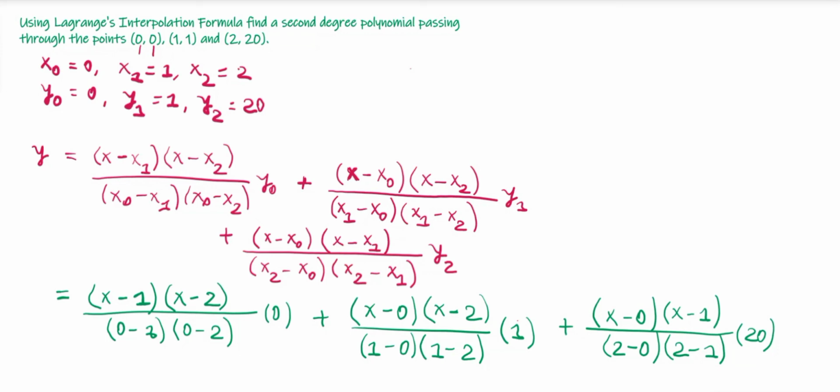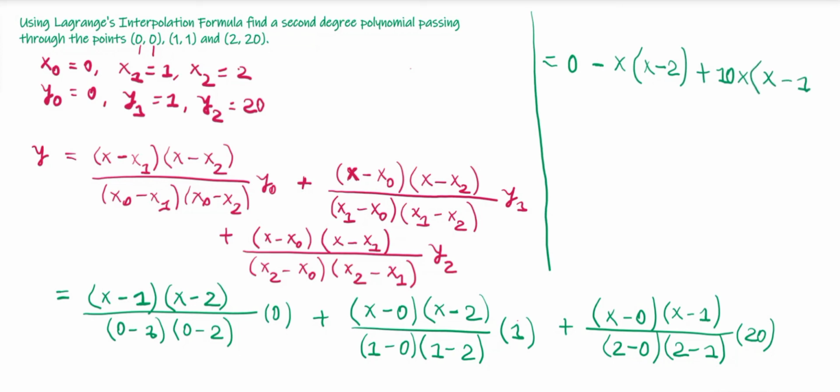So our first term will be equal to 0. Then the second term will be minus x into (x minus 2), because in the denominator we have 1 minus 0 and 1 minus 2. So 1 minus 2 is minus 1. So it will be minus x(x minus 2) plus 10x(x minus 1). So it comes out to be 9x squared minus 8x. This is how you can solve the examples based on the Lagrange's interpolation formula.